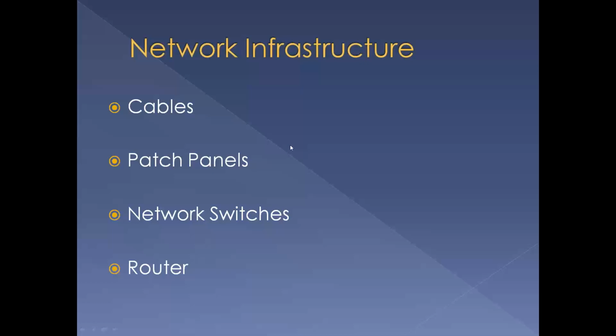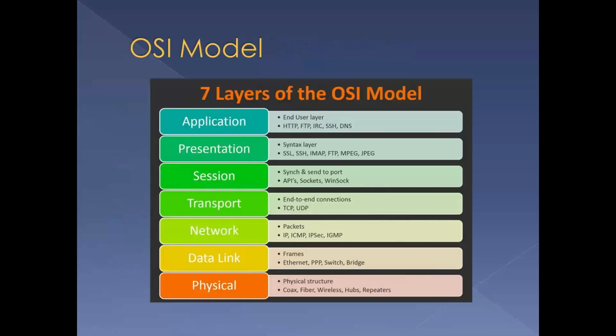Some of the keys in the infrastructure include cables. You've probably all seen Ethernet cable, patch panels, network switches, and a router. We're going to show pictures of each of these in a moment, so if you're not familiar with them.